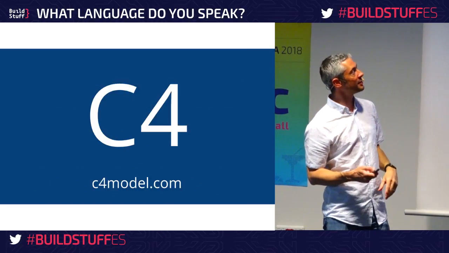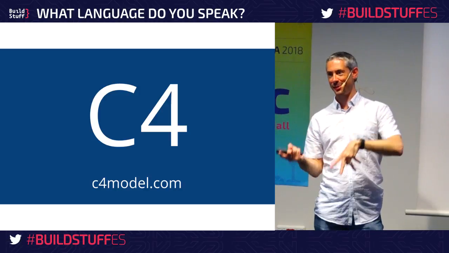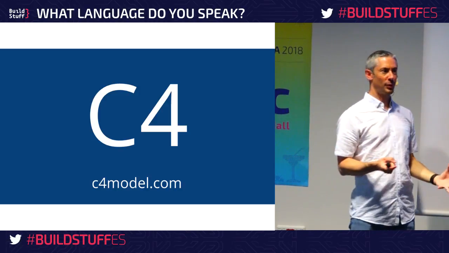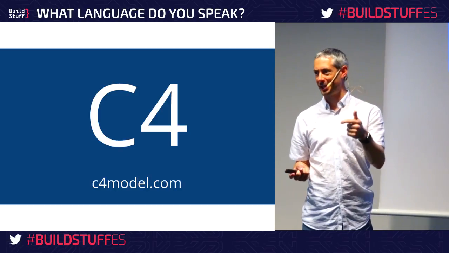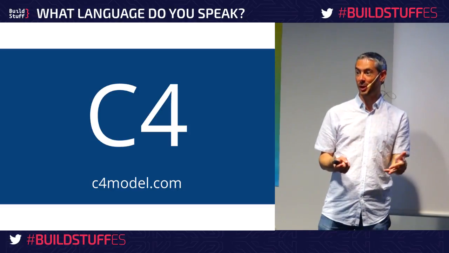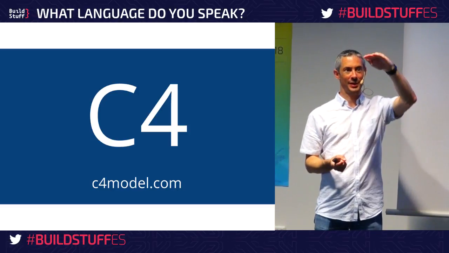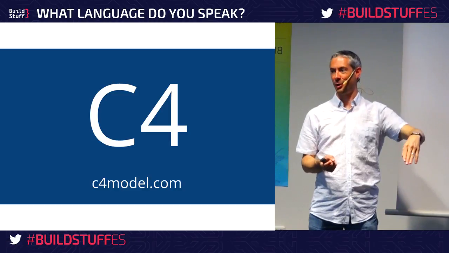Once you have this sort of thing in mind, you can then draw some pictures. So now we get to the C4 part of this. The C4 model stands for context, containers, components, and code. And basically what we're doing here is we're drawing a diagram at each level in that hierarchy.